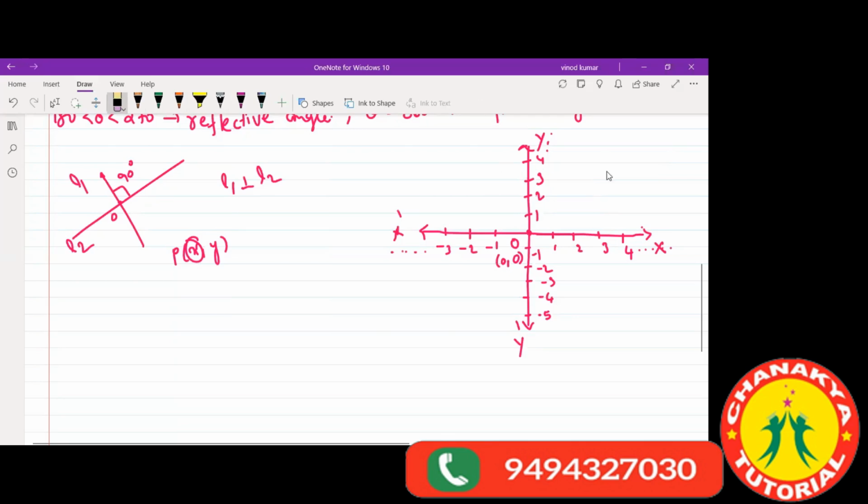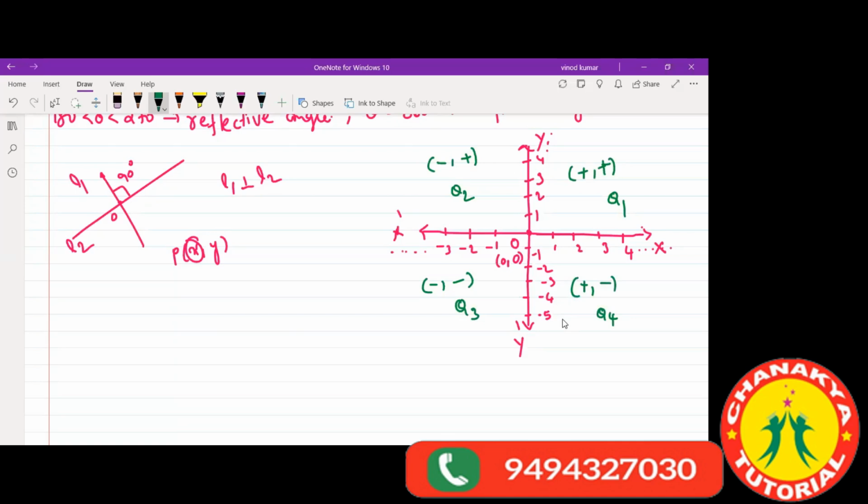Now here you will see x values are positive and y values are also positive in this quadrant. This is quadrant 1. All values of x are positive, all values of y are positive: plus, plus. Here all values of x are negative, all values of y are positive. This is quadrant 2. In quadrant 3, all values of x are negative and y values are also negative: minus, minus. In quadrant 4, x values are positive and y values are negative. Q1, Q2, Q3, Q4.